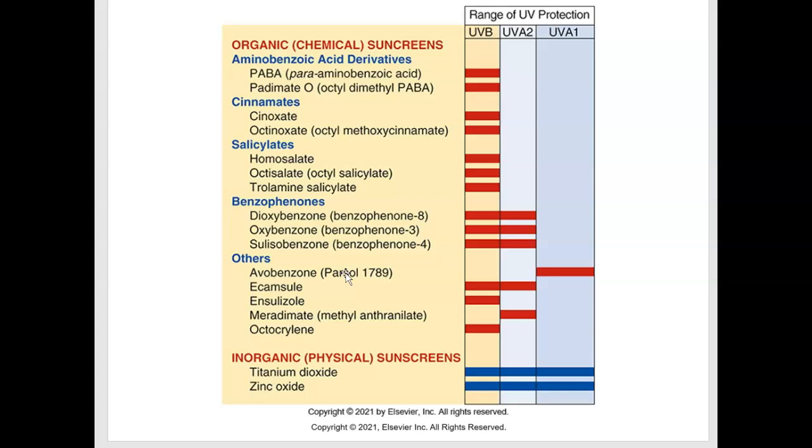So it's actually a pretty highly regulated field. I don't know if we would always appreciate that about our sun protection, but it's the truth.